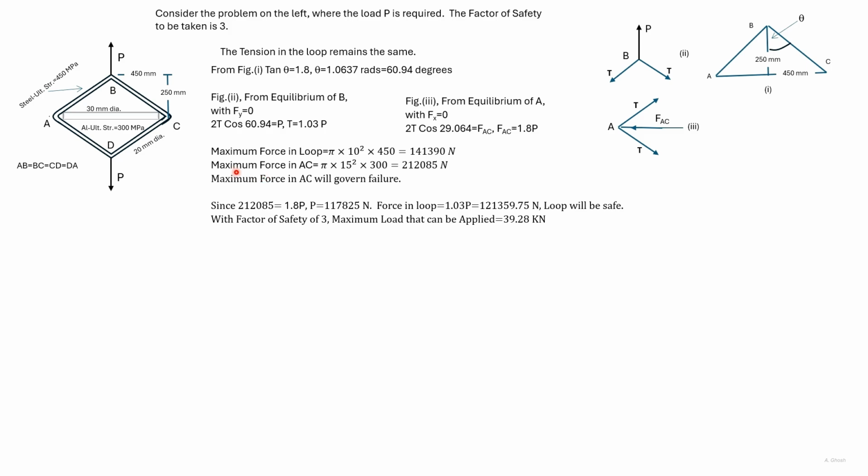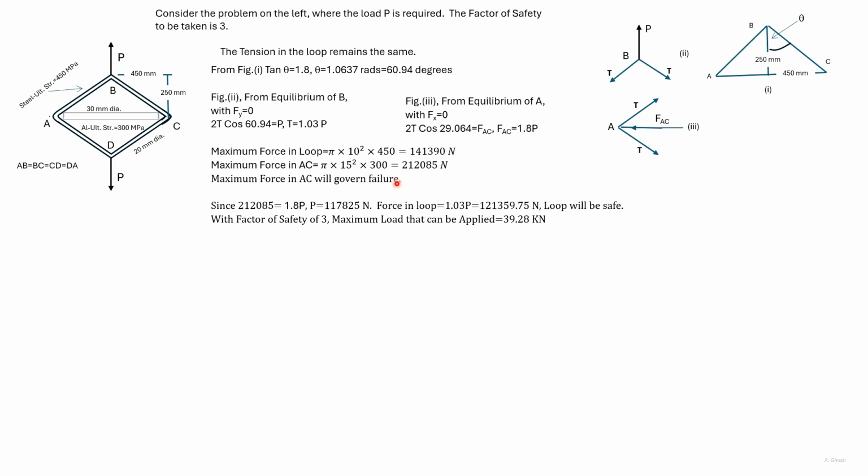Let us now find the maximum force in the loop. The loop is 20 millimeter in diameter, so this is the area times the ultimate stress, which gives the maximum force in the loop. Here we find the maximum force in the aluminum bar. This is the area times the ultimate stress, and this gives the maximum force that can be applied in the aluminum bar.